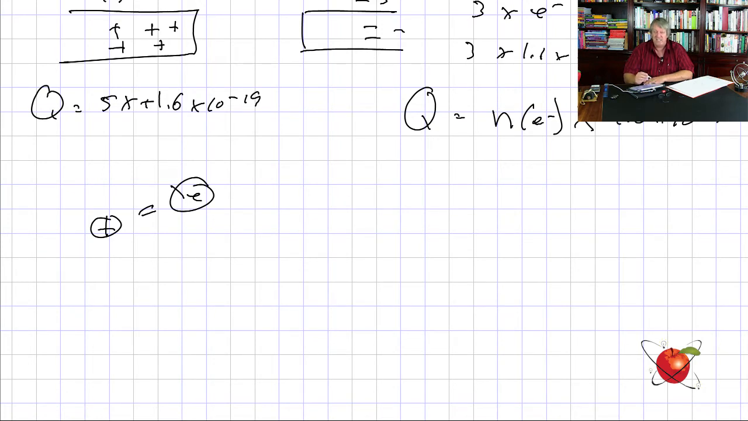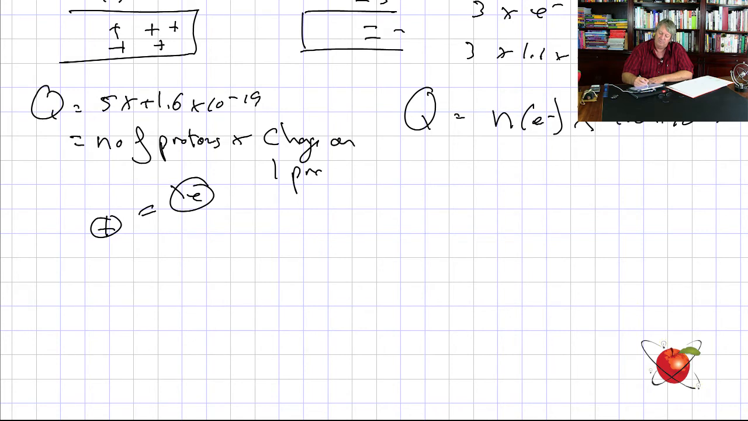Can you see how the physics and the chemistry are aligning with each other now? Which is how it should be, okay? The one is explaining the other. So the charge is the number of protons times the charge on one proton. Okay, that's what we've got here.